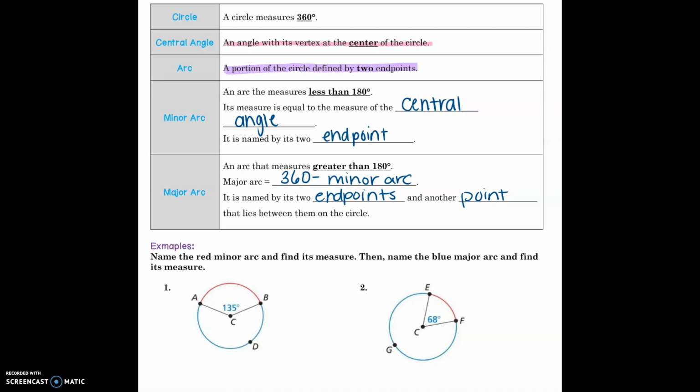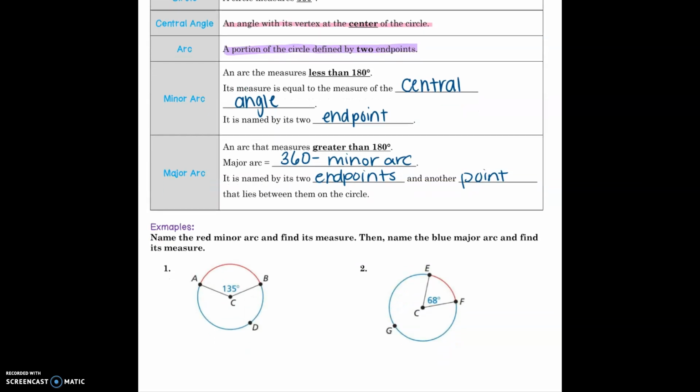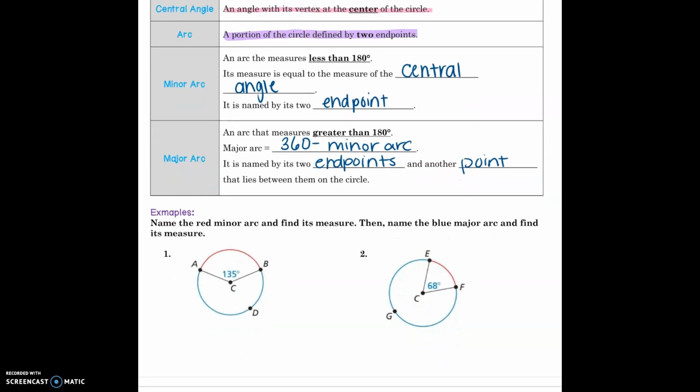For examples 1 and 2, we're going to name the red minor arc and find its measure, and then the blue minor arc and find its measure. So for example 1, our red minor arc, we can name it arc AB, and its measure is going to be equal to its central angle. Its central angle measures 135 degrees, so we know the measure of arc AB is 135 degrees.